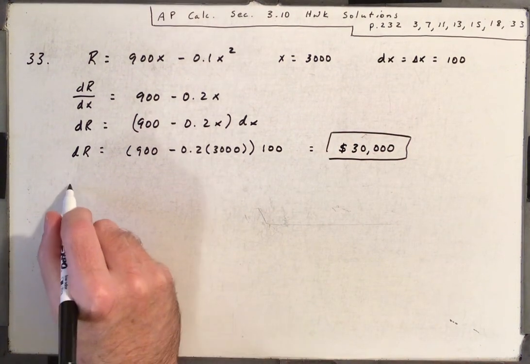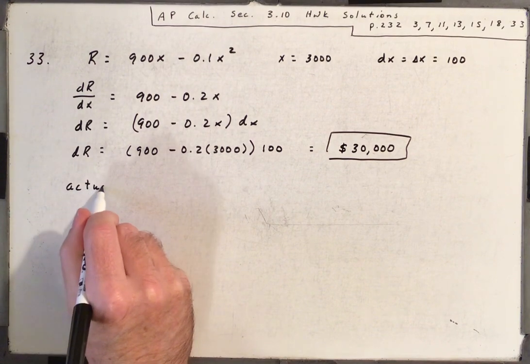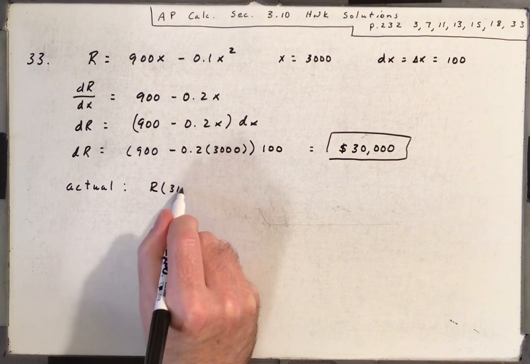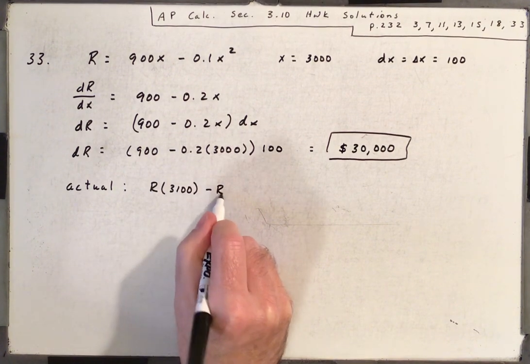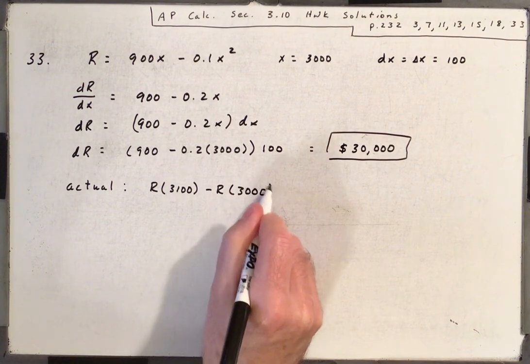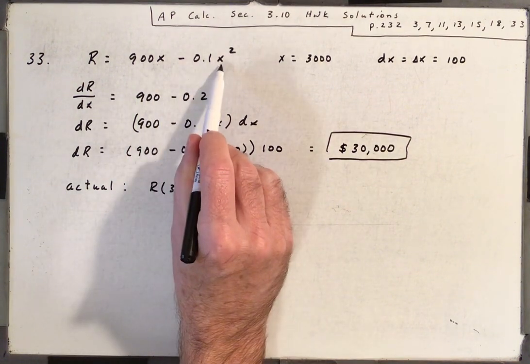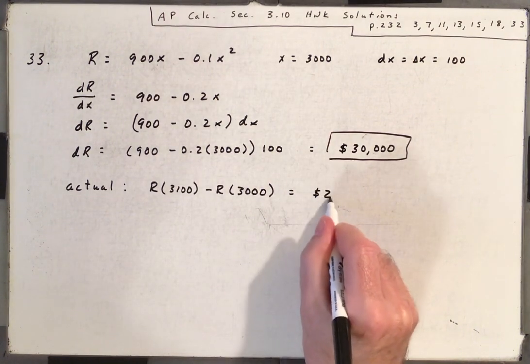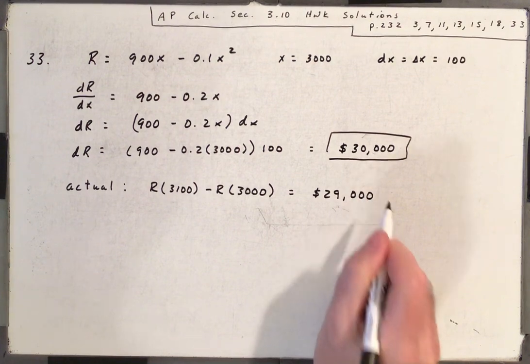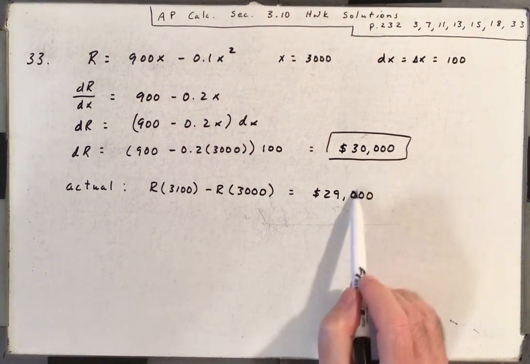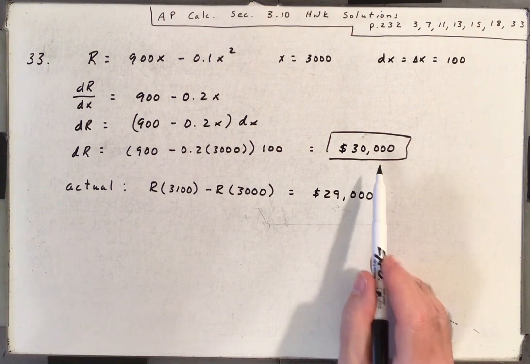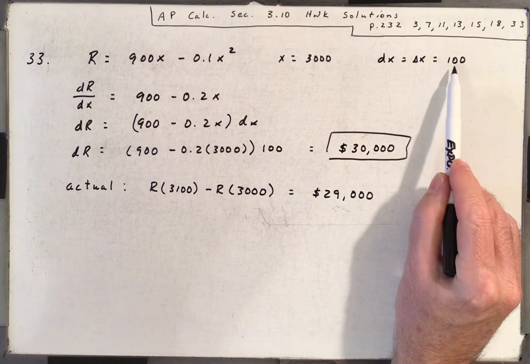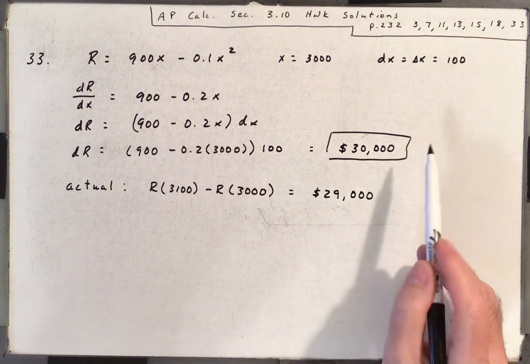If you wanted to know the actual change in revenue, it's pretty easy to figure out. That's R of 3,100 minus R of 3,000. So you would just plug in 3,100 units to get the revenue, and then 3,000 and subtract the two. If you put that in your calculator, you would get 29,000. Didn't ask you to do that, so 30,000 is a pretty good estimate. All right. If we would only have done 3,010 units and our delta x was only 10, then the estimate would be a lot closer.